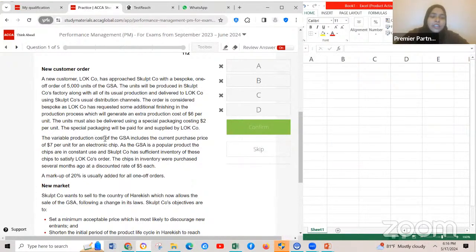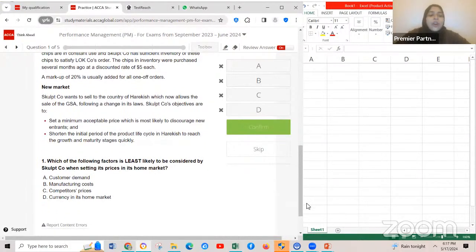The variable production cost of the GSA includes the current purchase price of 7 per unit for an electronic chip. As the GSA is a popular product, the chips are in constant use and Sculpco has sufficient inventory of these chips to satisfy LOK Co's order. So you can see relevant costing coming here. The chips in inventory were purchased several months ago at a discounted rate of $5 each. A markup of 20% is usually added for all one-off orders.